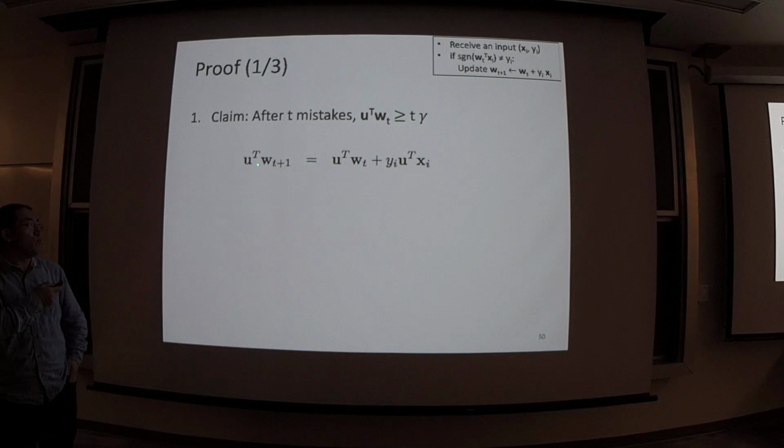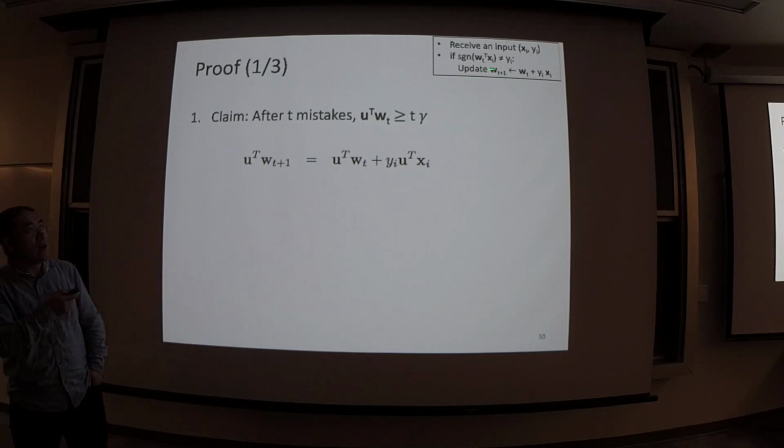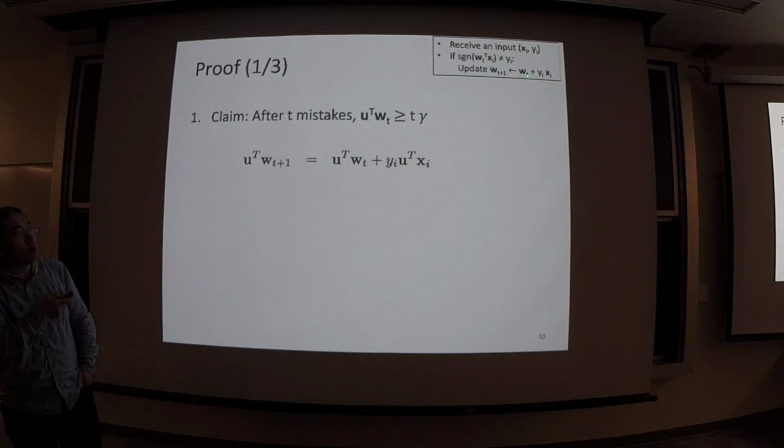Then to obtain w_{t+1}, according to the updating rule, w_{t+1} equals w_t plus y_i x_i. This is the perceptron update rule. So we can multiply u with this updated w_{t+1}, which is u transpose w_t plus y_i times u transpose x_i. You just replace w_{t+1} by this.